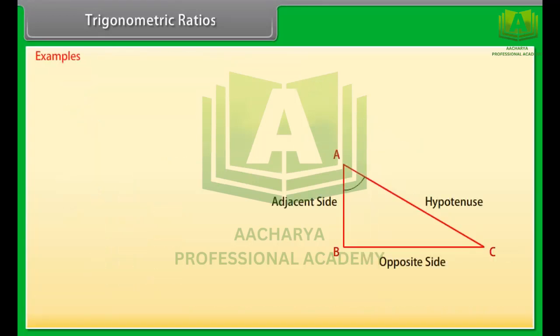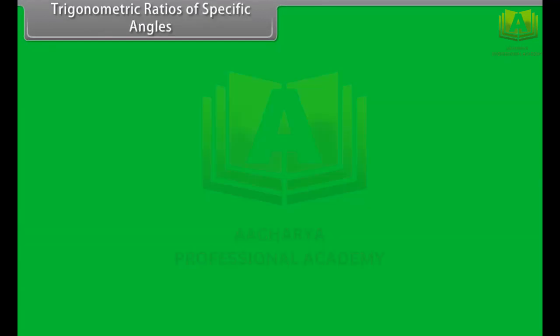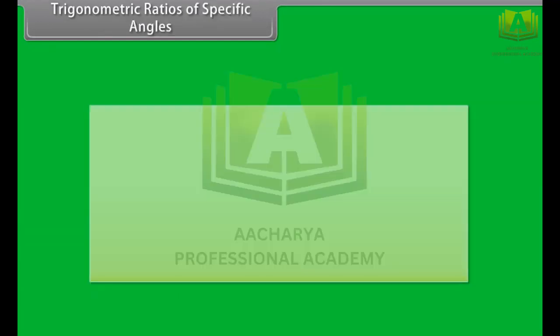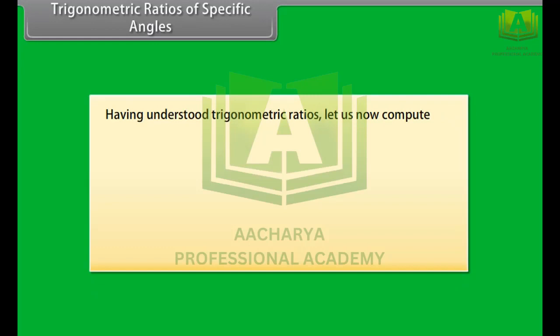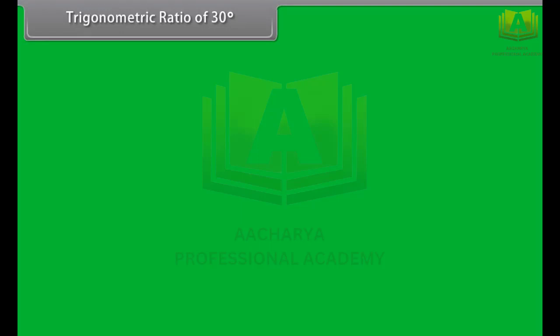Examples. Let us look at some examples to consolidate our understanding of trigonometric ratios. Trigonometric ratios of specific angles. Having understood trigonometric ratios, let us now compute trigonometric ratios of 30 degrees, 60 degrees, 45 degrees, 0 degrees, and 90 degrees.